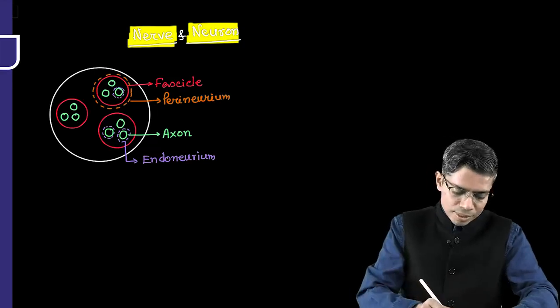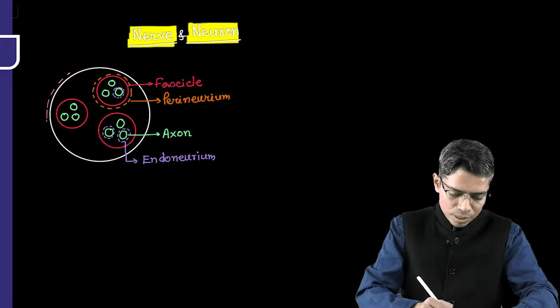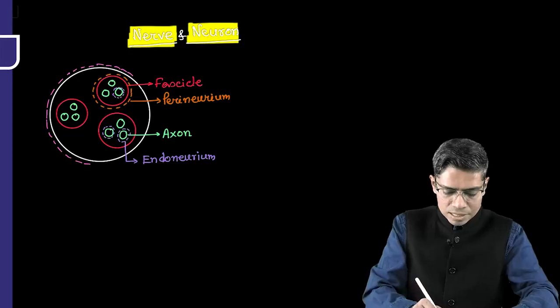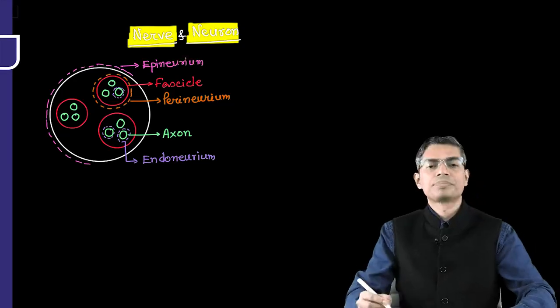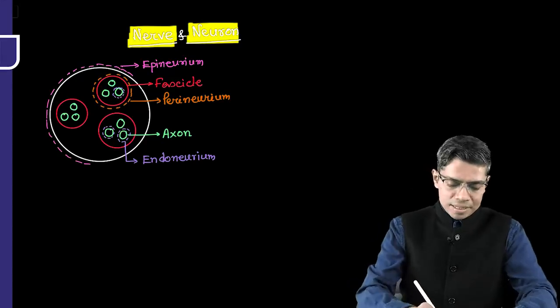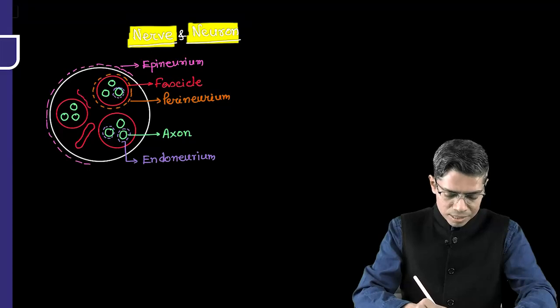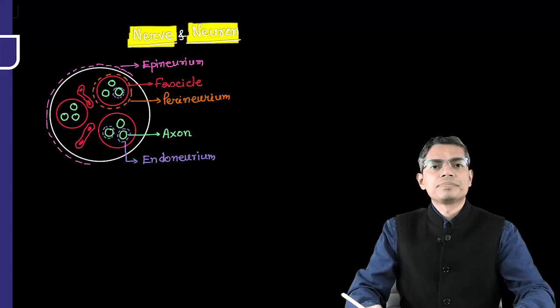And the whole nerve will also be surrounded by some connective tissue covering. So this is loose connective tissue on the surface of the nerve. This loose connective tissue is known as epineurium. You know this thing. Now, the capillaries which supply blood to these neurons or the nerve fibers are located in between these fascicles. So these are the capillaries which are supplying blood to this nerve fiber.